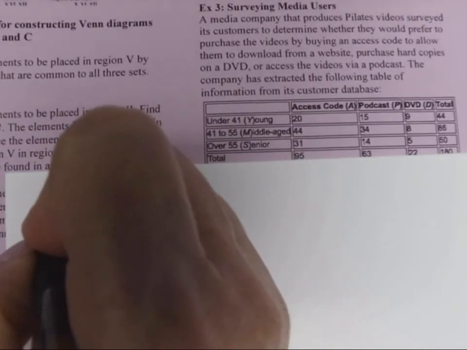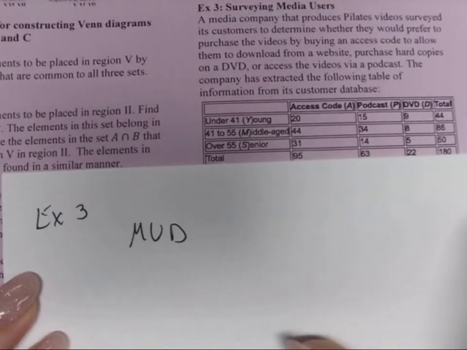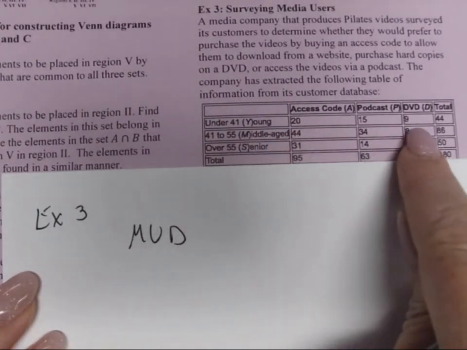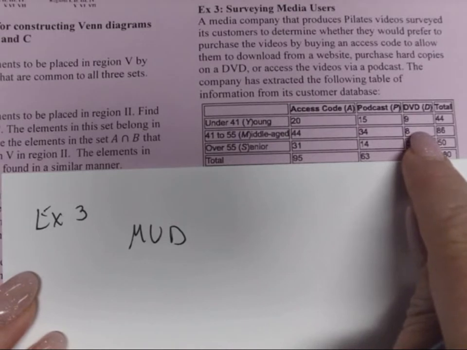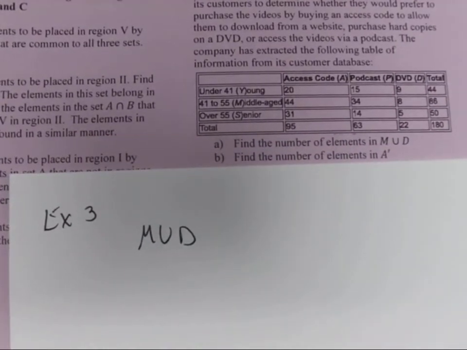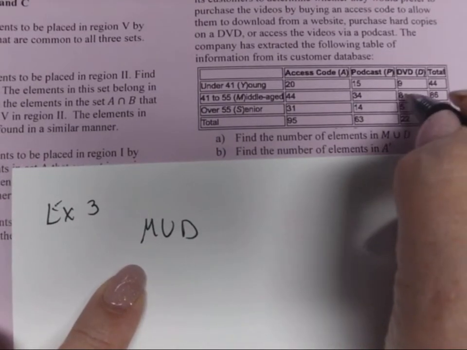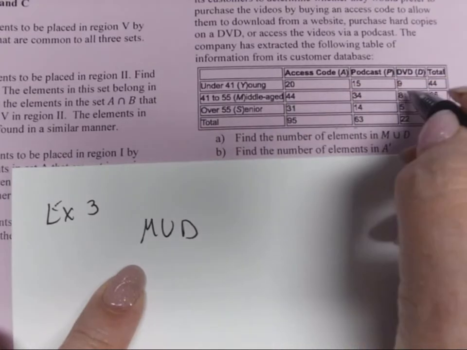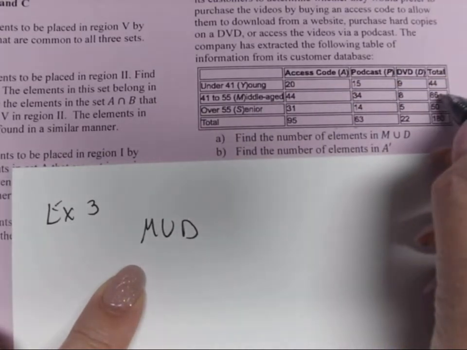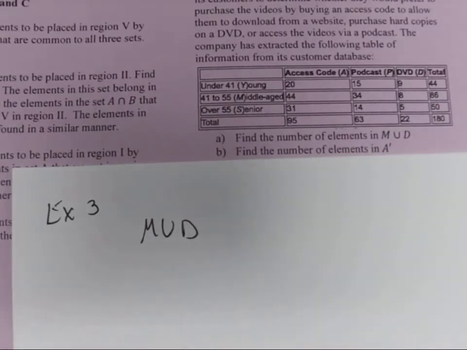M is middle-aged, so this is going to be example 3. So M union with D, and we're looking at the middle age union with the DVD. That's our first thing, the number of elements in M union with D. Now, we know that's where they overlap, but we want to find the union. That would be the intersection, right? So the union is going to be all of these and all of these, but we're going to have to take out the intersection where they actually overlap.